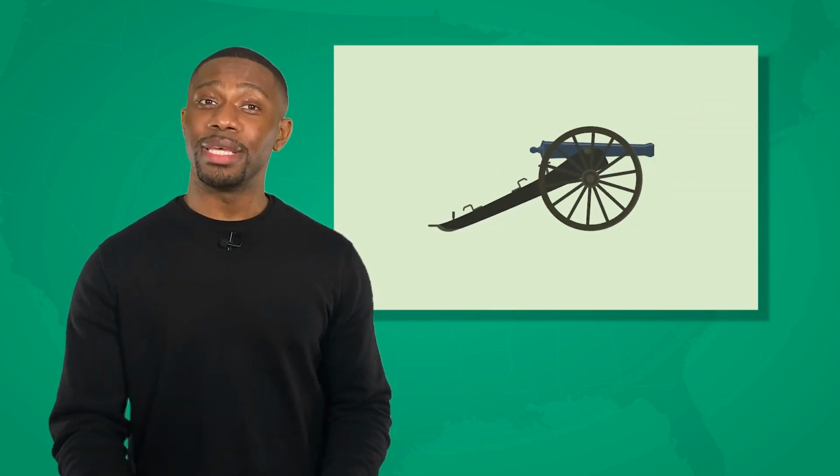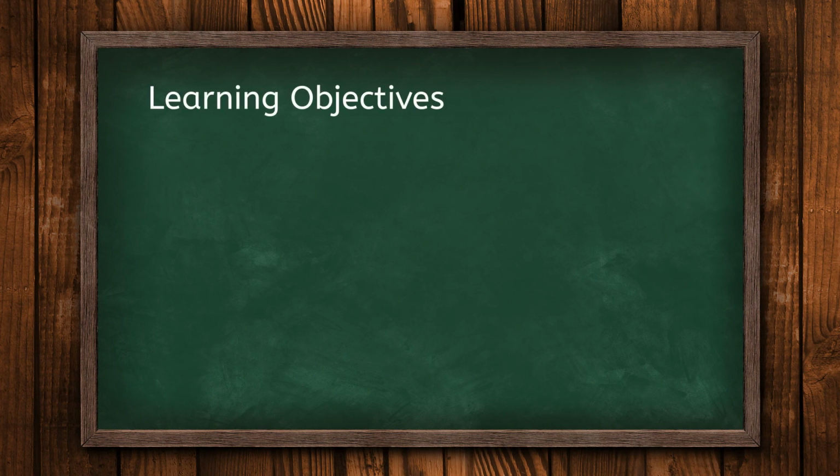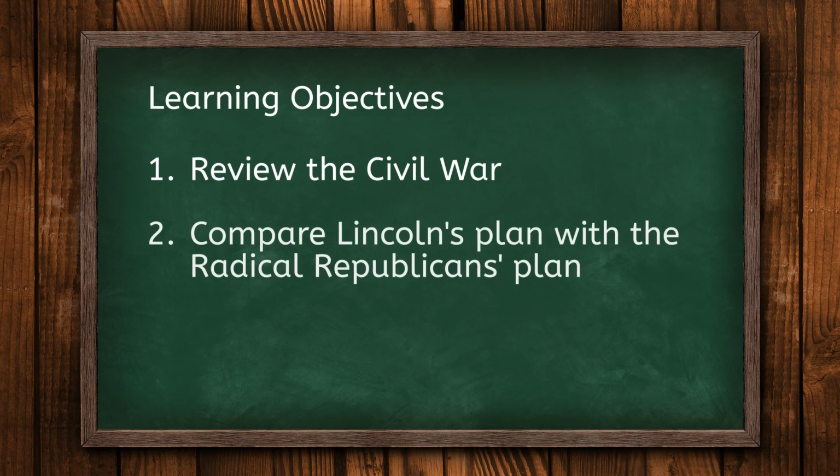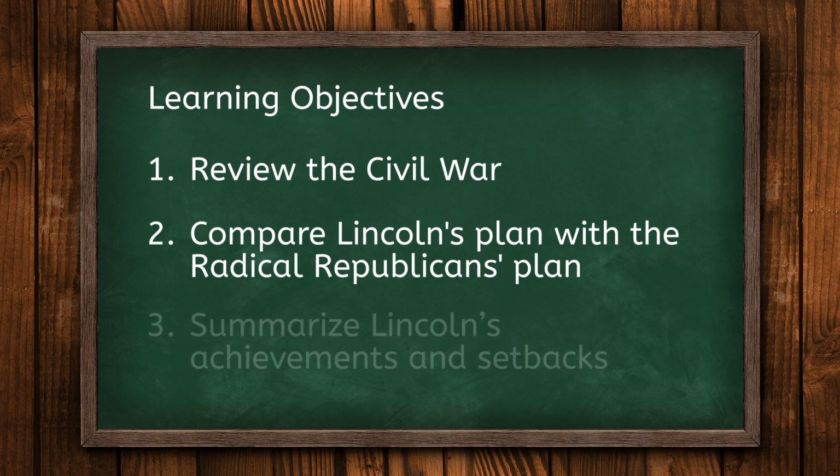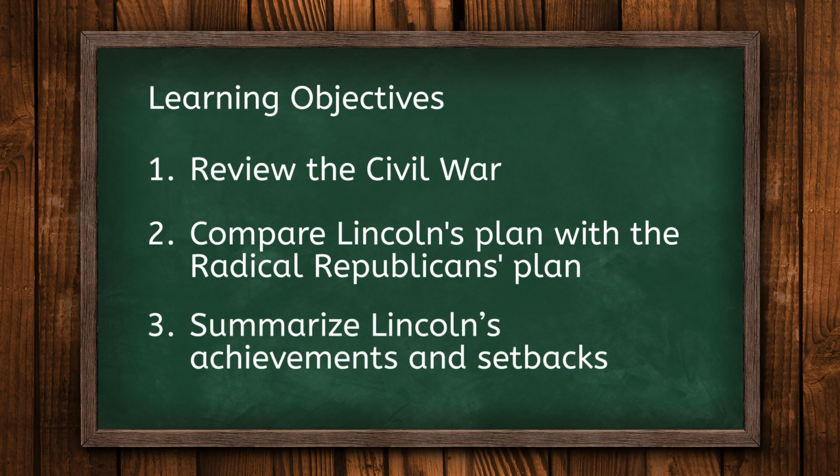Today, we'll start with a review of the Civil War to gain our bearings, and then begin a close look at how the United States tried to move forward when the dust settled. Your learning objectives are: review the causes and effects of the Civil War, compare and contrast Abraham Lincoln's 10% plan with the radical Republicans' plan for Reconstruction, and summarize the achievements and setbacks that occurred during Lincoln's presidency.